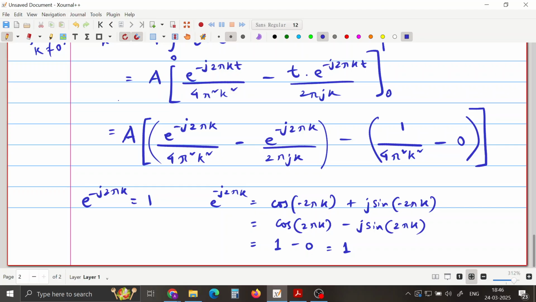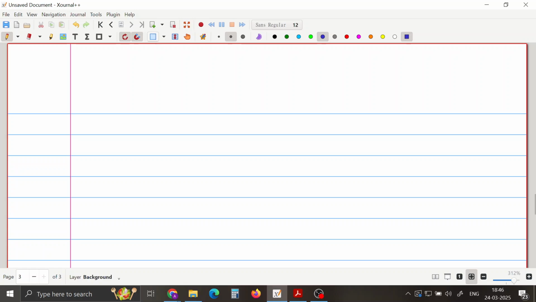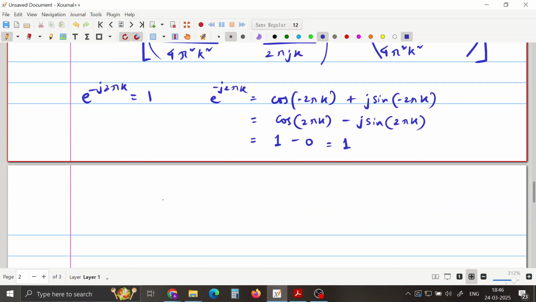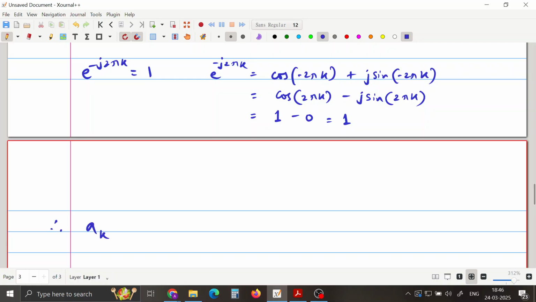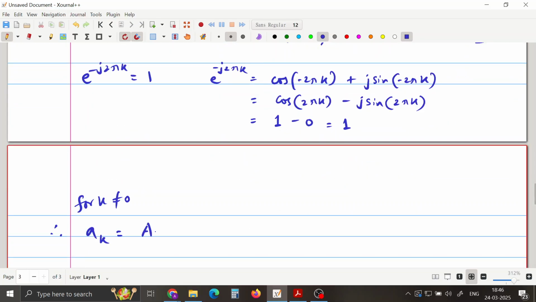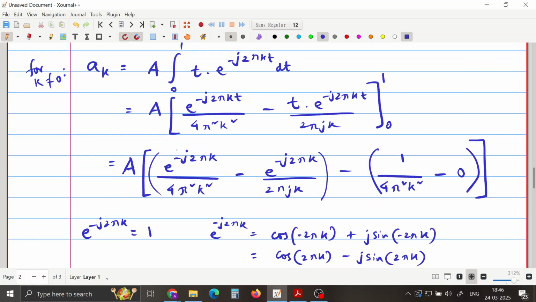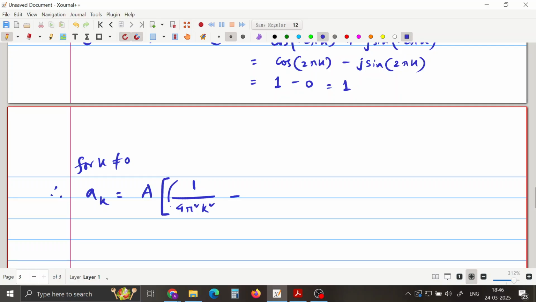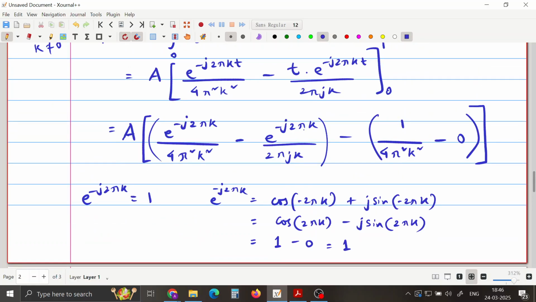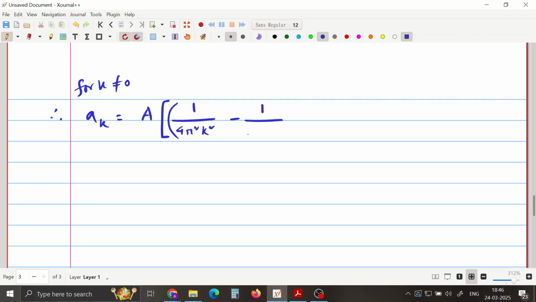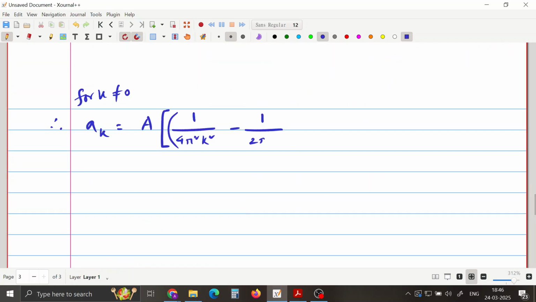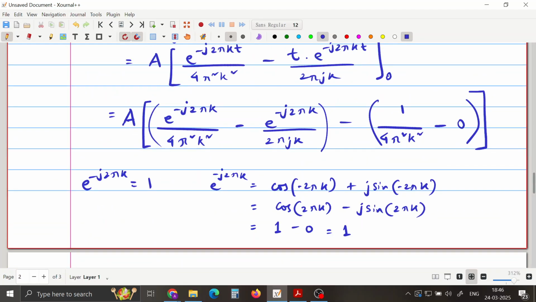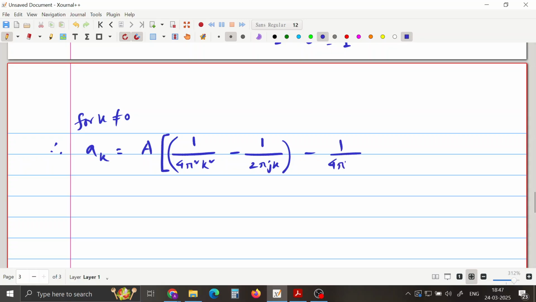So now if I go to the next page, therefore a_k equals, again for k not equal to 0, continuing our calculation, there was A outside, and this term here becomes 1, e power minus j 2 pi k becomes 1, over 4 pi square k square, minus, again similarly this term e power minus j 2 pi k also becomes 1, and in the denominator I had 2 pi jk, and the next term was 1 by 4 pi square k square.